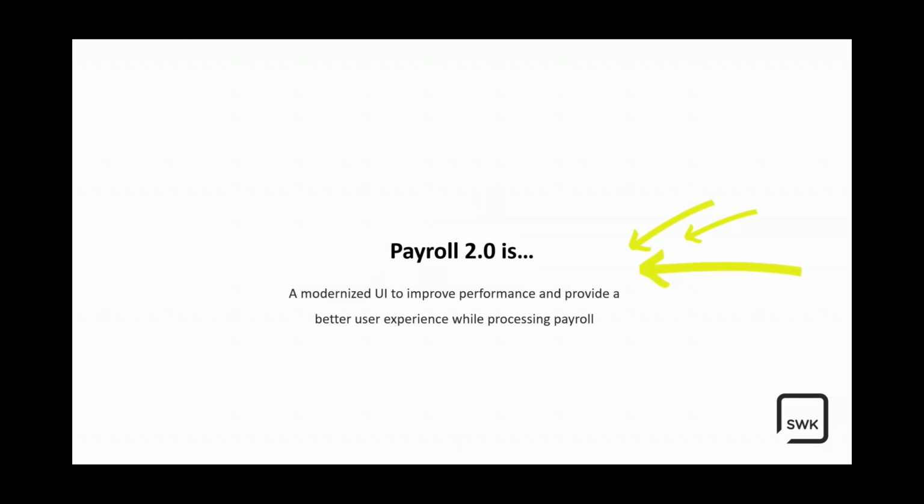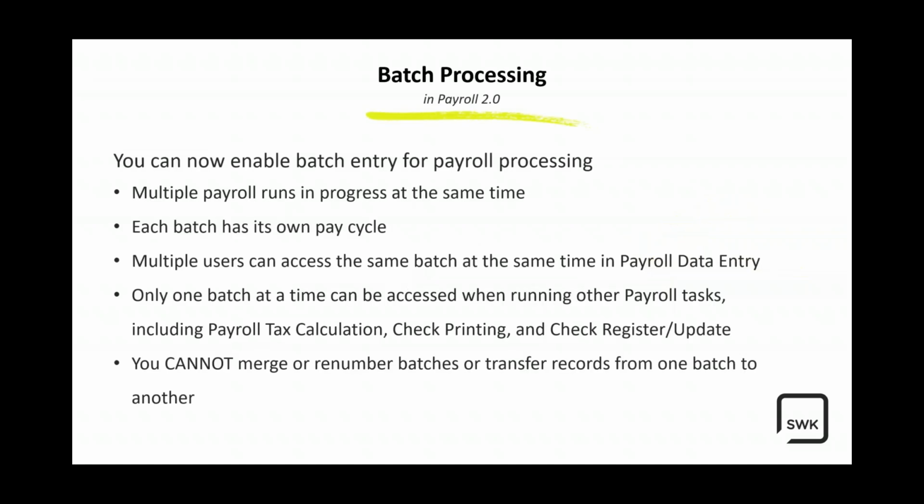It is a new UI. In other words, it is the new 4.x framework, like your modules in General Ledger and Sales Order and everything is currently right now in Sage. So they finally upgraded payroll to look like the other core modules that you see currently right now in Sage. So what are some of these new features that we got in Payroll 2.0?